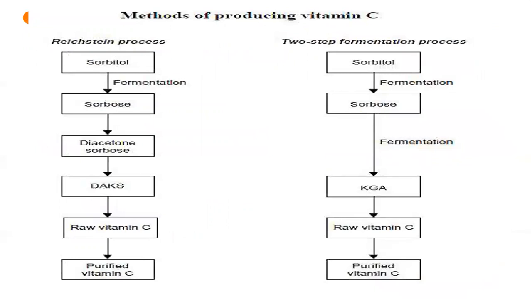So here is the basic differentiation between the dextrine process and the two-step fermentation. As you know, the first step is sorbitol to sorbose, which is followed by a second fermentation in the two-step process. But in the dextrine process, chemical processes follow to give us 2-KLG, and then the raw vitamin C can be purified.